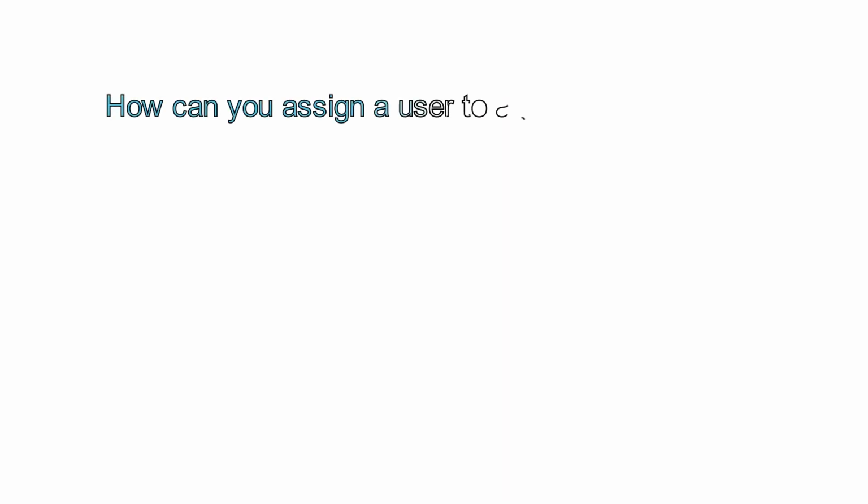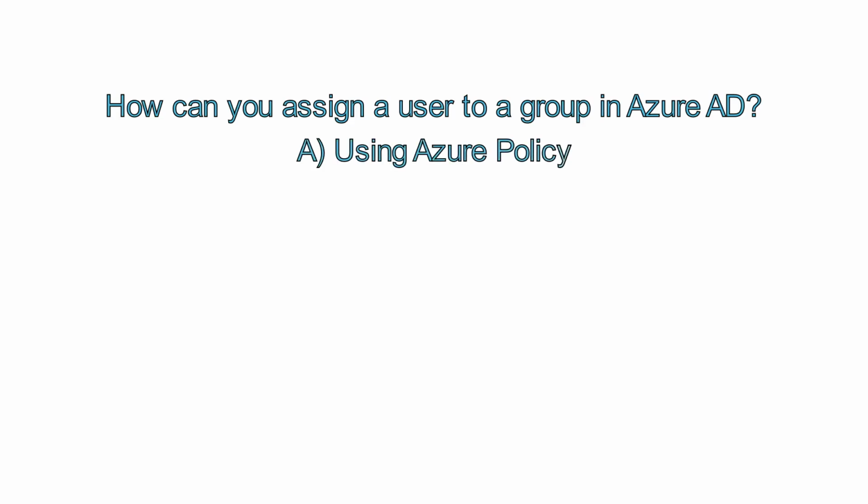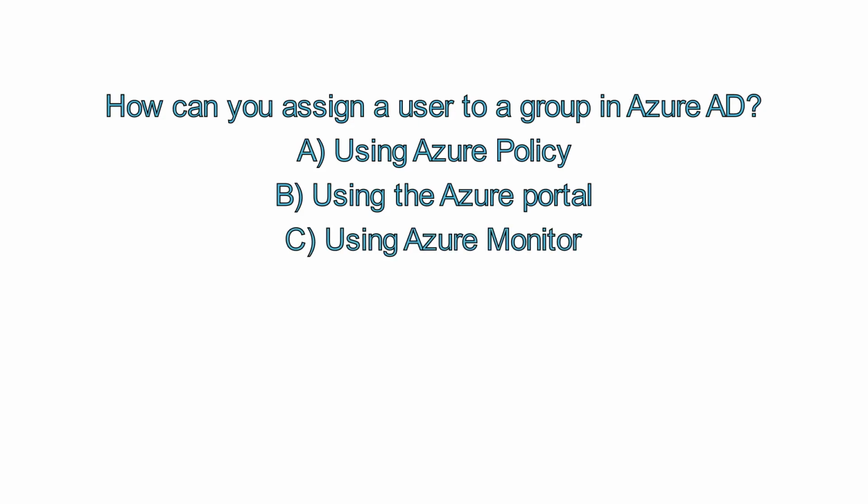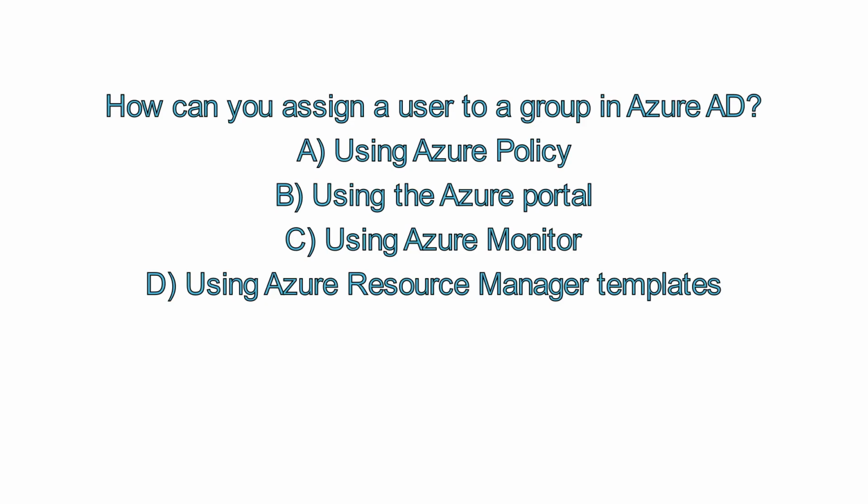How can you assign a user to a group in Azure AD? A. Using Azure Policy. B. Using the Azure Portal. C. Using Azure Monitor. D. Using Azure Resource Manager templates.